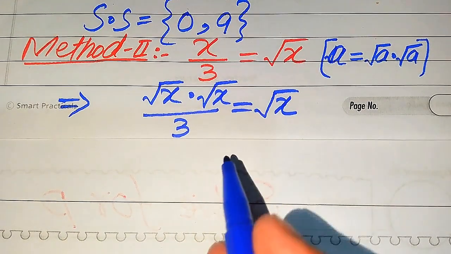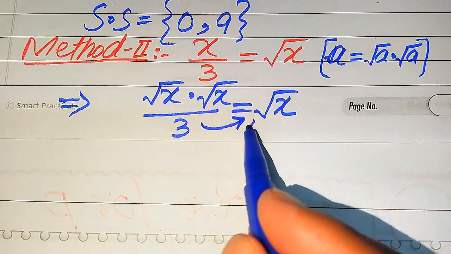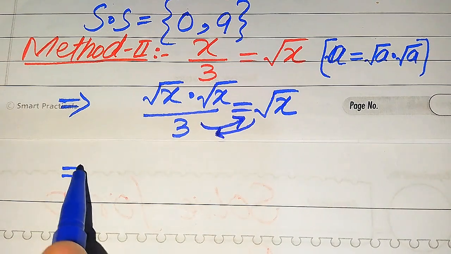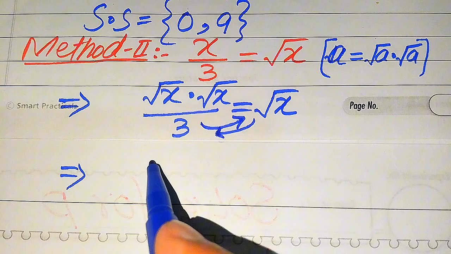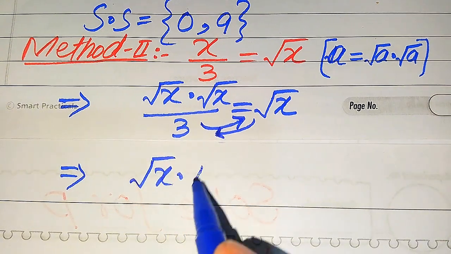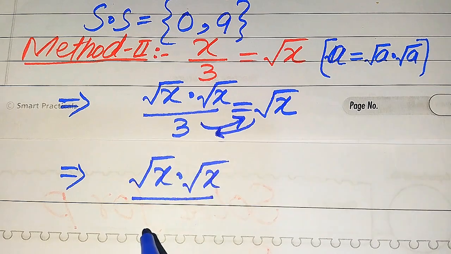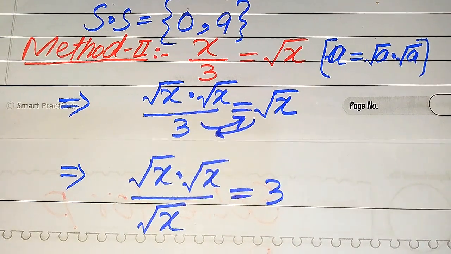So here after this step we move this 3 to the right hand side, and we move this square root of x to the left hand side. Okay, so after interchanging these two values, it will be written as square root of x multiplied by square root of x divided by, when we move this value here, square root of x is equal to 3.